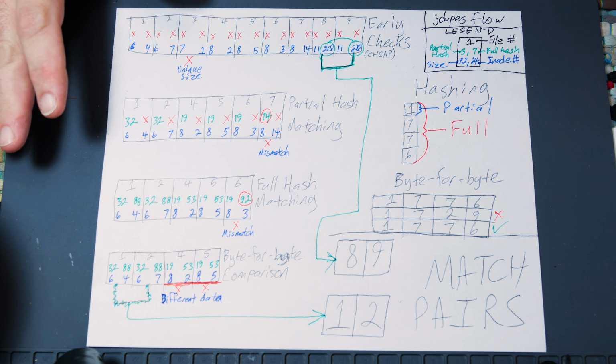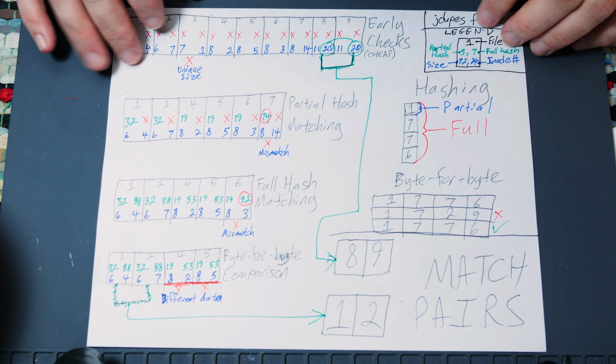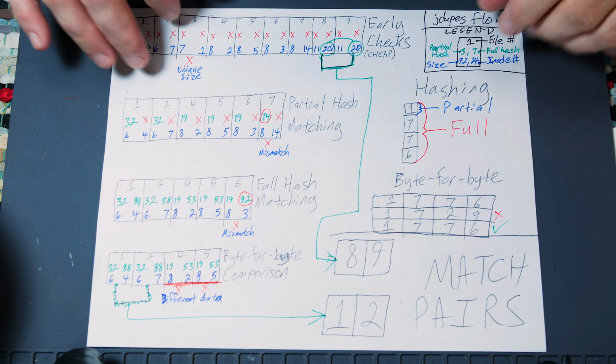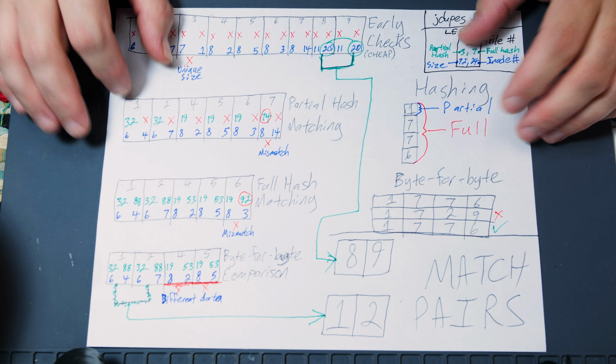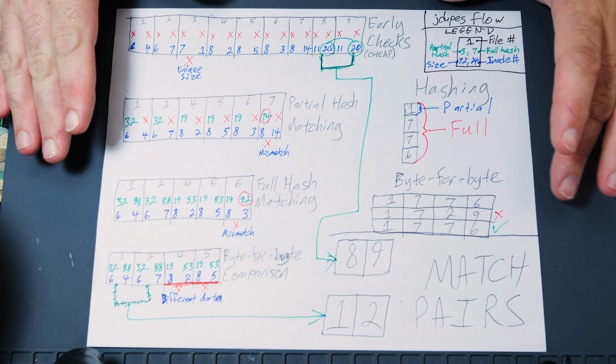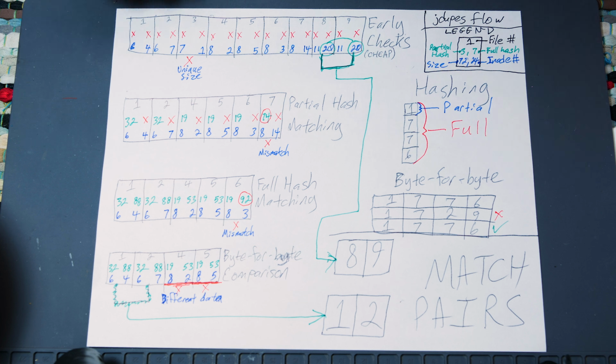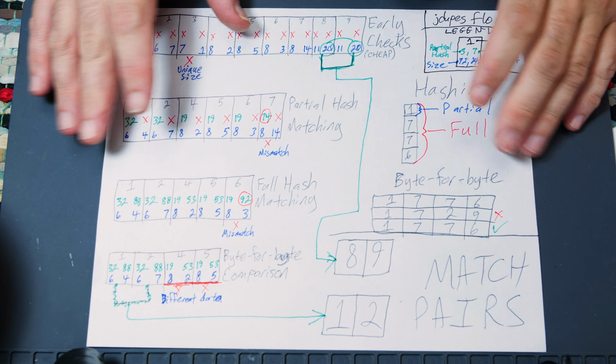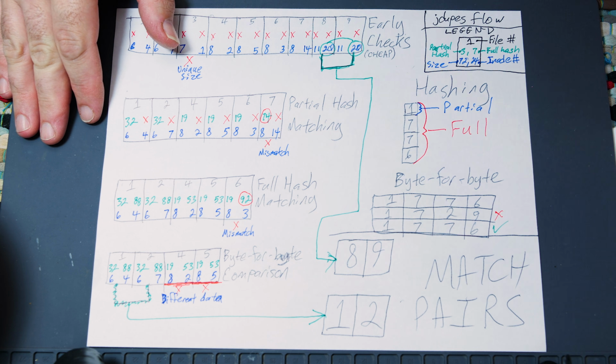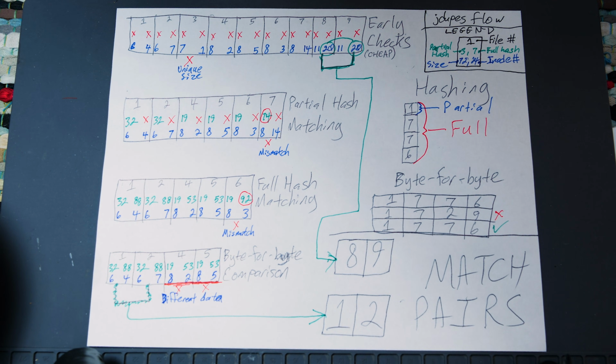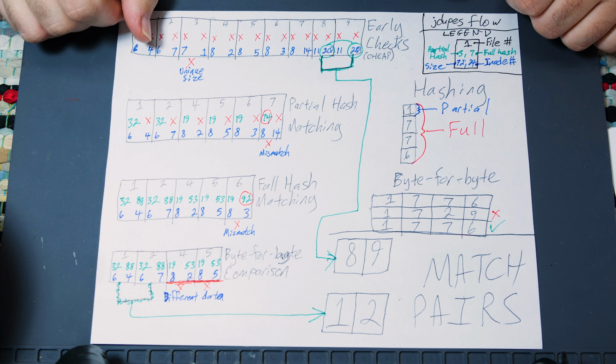This is, as promised, how jdupes works. This is how any file duplicate scanner that's worth its salt actually works. This may look a little bit cryptic at first, but I'll go through it, and I think you'll be pretty confident in your understanding of how these programs actually function once I'm done.